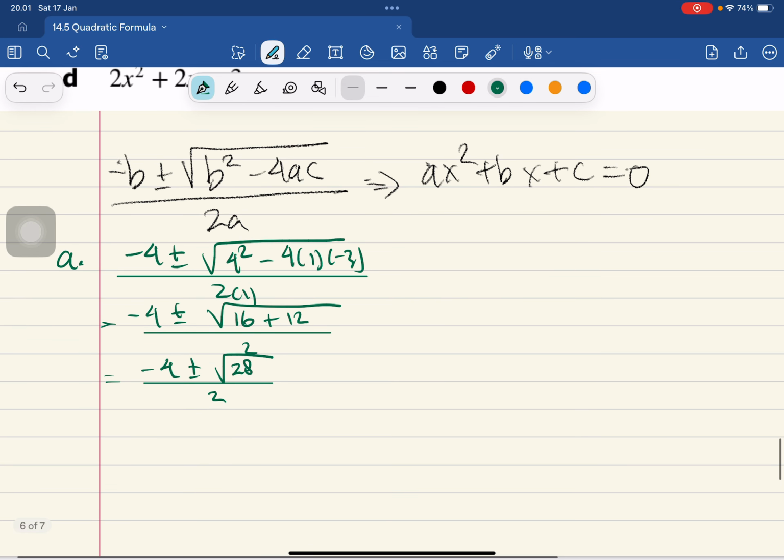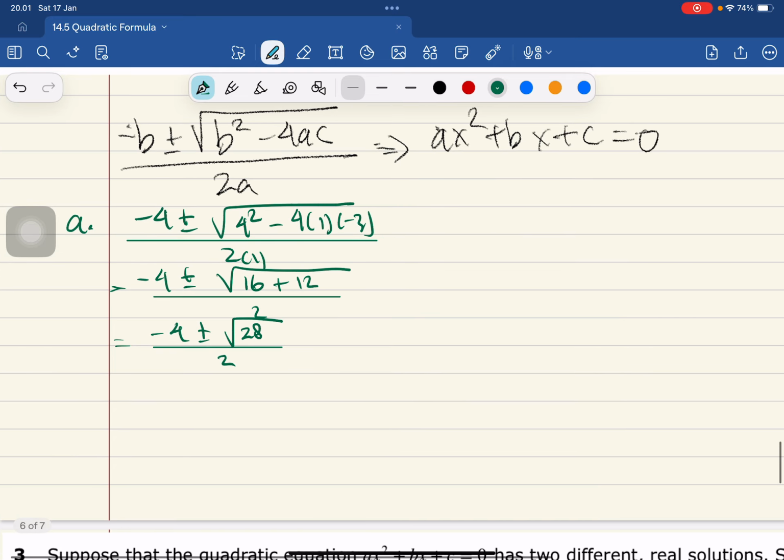The square root of 28, we can simplify. So it's going to be minus 4 plus or minus the square root of 7 multiplied by the square root of 4, divided by 2. The square root of 4 is 2, so 2 square root of 7, and we divide by 2. We could simplify it: 4 divided by 2 is 2, and 2 divided by 2 is 1.